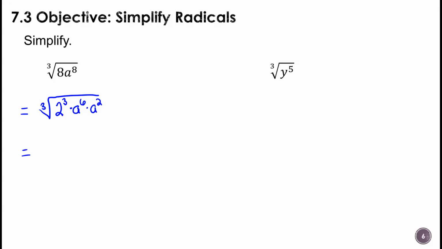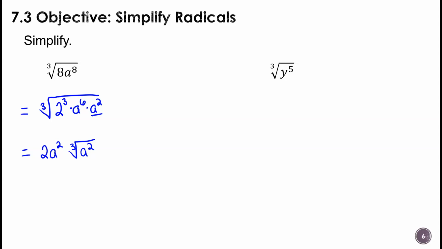Right? And then I can take the root, right? 2 to the 3rd, the root would be the 2. On the a, I'm going to take 6 divided by 3, so that's a squared. And then the other left over, right? This one stays underneath because I can't simplify it. So 2a squared times the cube root of a squared.